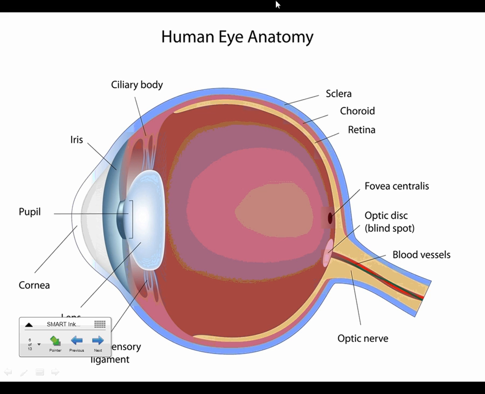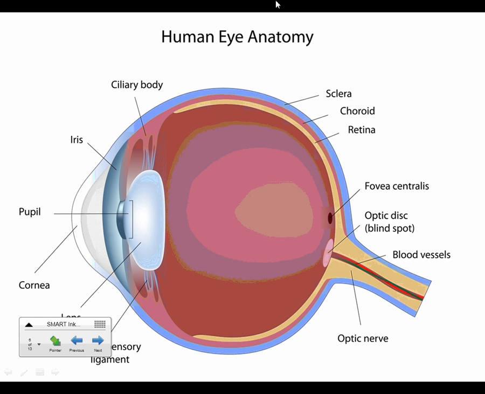Okay, so it's a sphere. This is the lens that's right here. This is the cornea. The lens and the cornea together will act as our convex lens. And in fact, we'll say this later, but the cornea actually causes most of the refraction in the eye. So most of the bending of light occurs right here as light enters. There's the pupil, there's the iris. We'll get to those in just a bit.